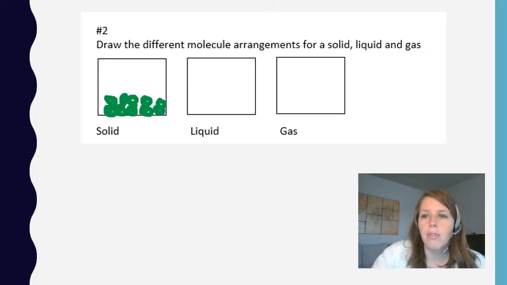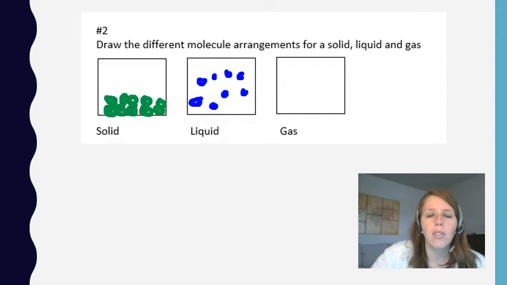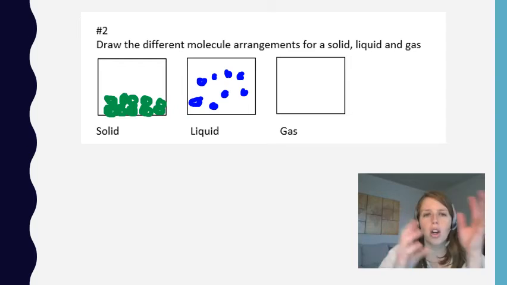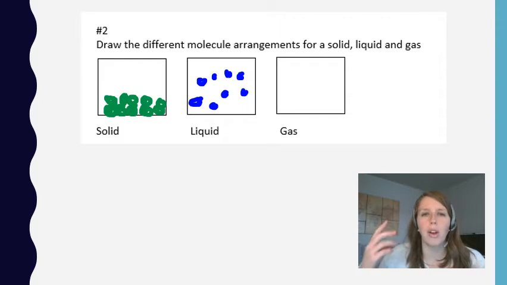A liquid, how about those molecules? Are they farther apart or are they even closer together? They're farther apart, right? So you can draw dots that are farther apart, and these are free flowing, right? Liquid, think of water. All the molecules in a water cup are just free flowing around.